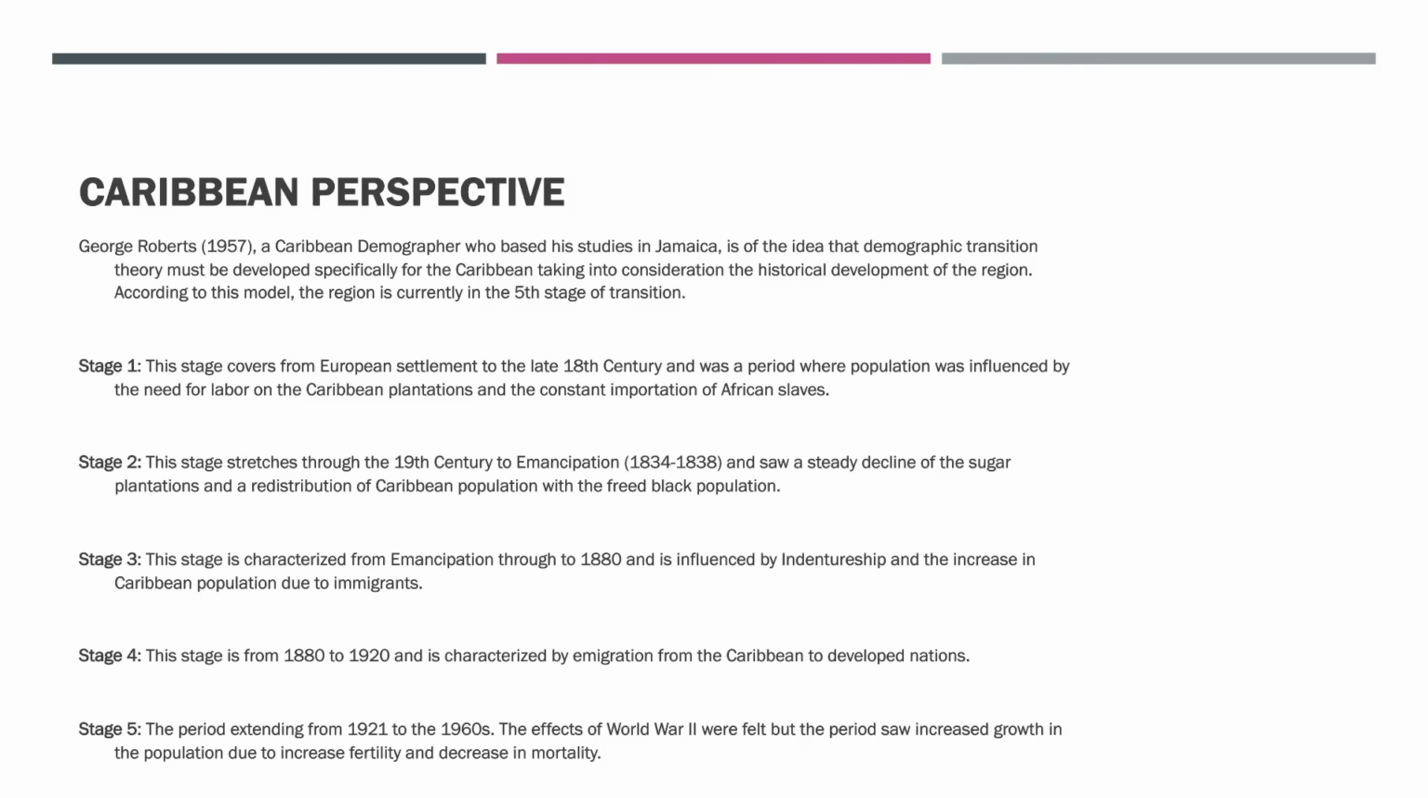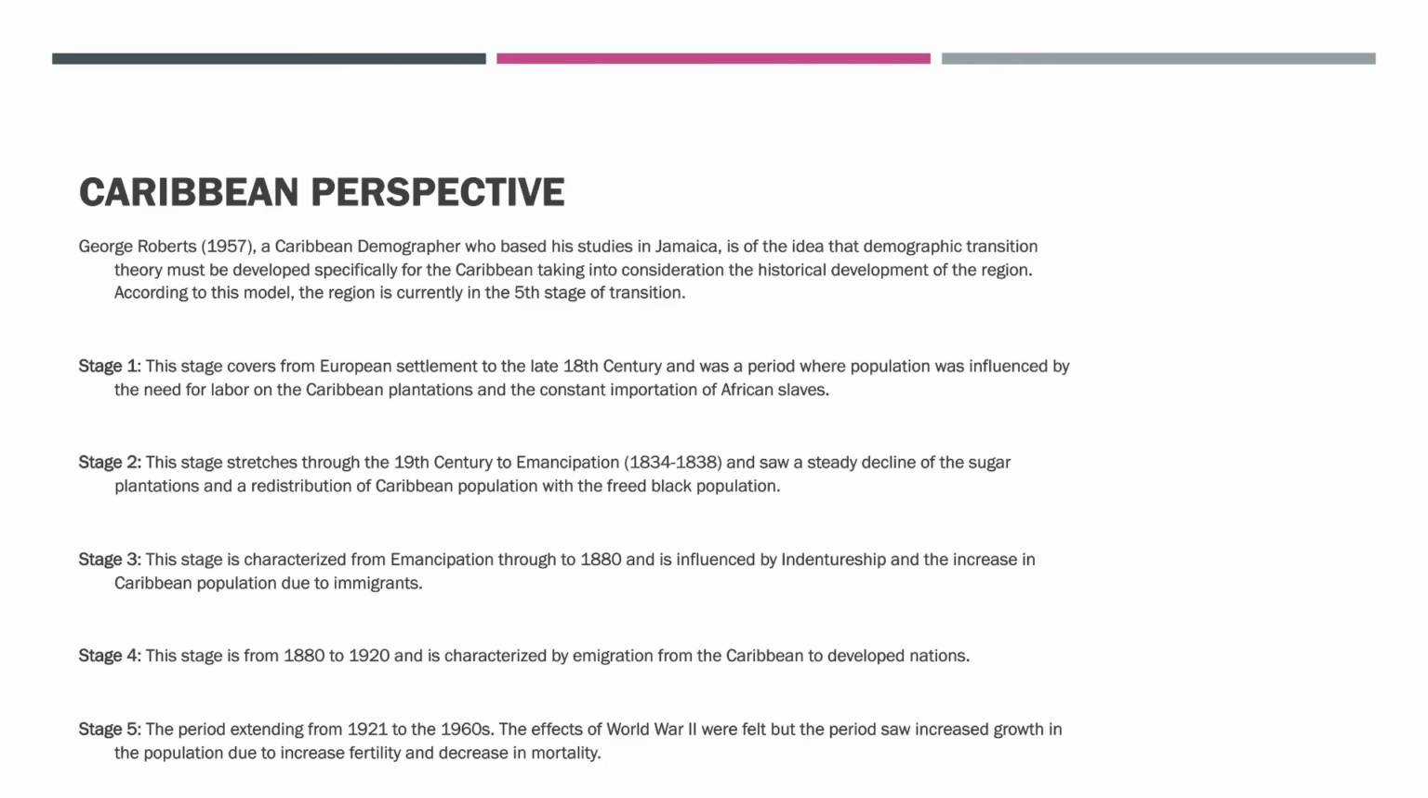So for our Caribbean demographic model, stage one, this stage covers from European settlement to the late 18th century and was a period where population was influenced by the need for labor on the Caribbean plantation and the constant importation of African slaves. Stage two, this stage stretches through the 19th century to emancipation and saw a steady decline of the sugar plantation and a redistribution of the Caribbean population with the freed black population. Stage 3 is characterized from emancipation through to 1880 and is influenced by indentureship and the increase in Caribbean population due to immigrants.